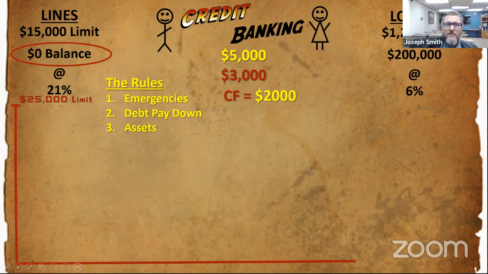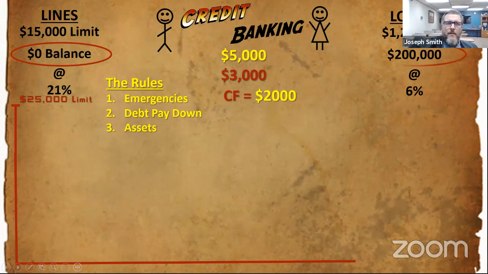And so what do we as Americans buy? We buy liabilities. They're all over the place. They're the stuff that's all over our house. It's in our garage, right? The stuff we buy. And so we need to realize that if we're going to use lines of credit in the credit banking strategy the right way, there's only three things that we use it for: emergencies, debt pay down, and to purchase assets. That's it.